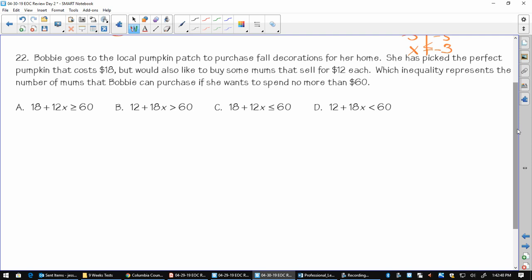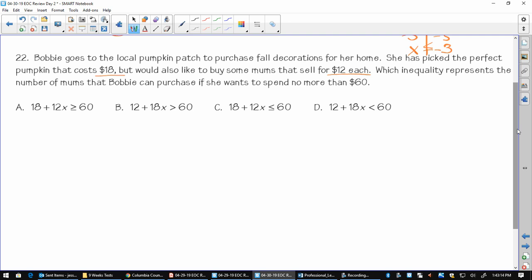On 22, we're just trying to match up this scenario with the correct inequality. So she goes to a pumpkin patch, she's picking out decorations. She picked a pumpkin that costs $18, but would also like to buy some mums that sell for $12 each. So she's buying one pumpkin at $18, multiple mums for $12 each, and she has to spend less than $60.